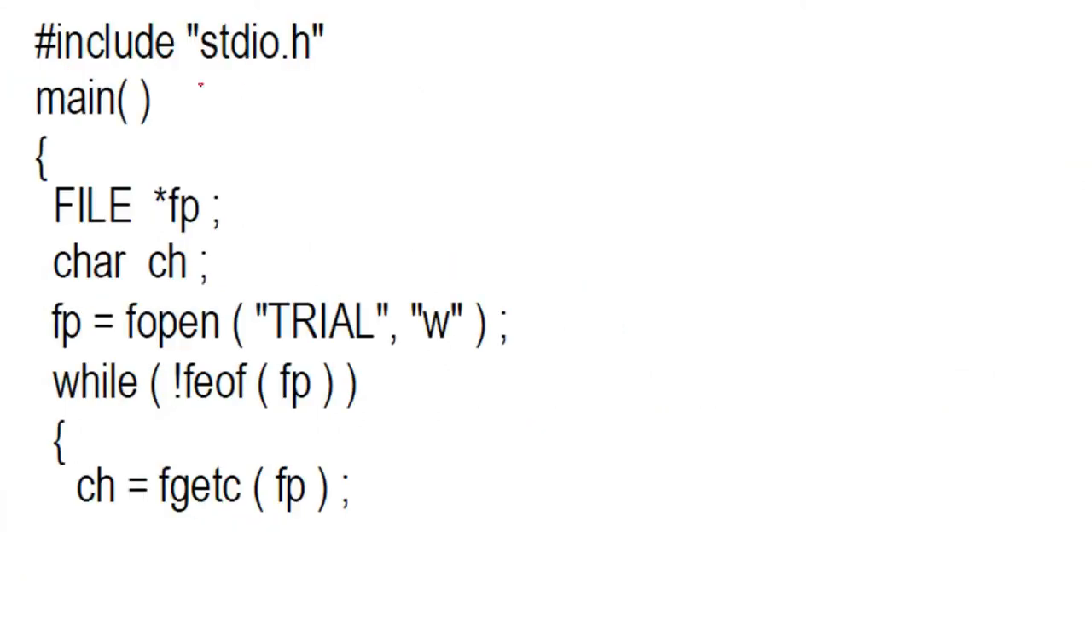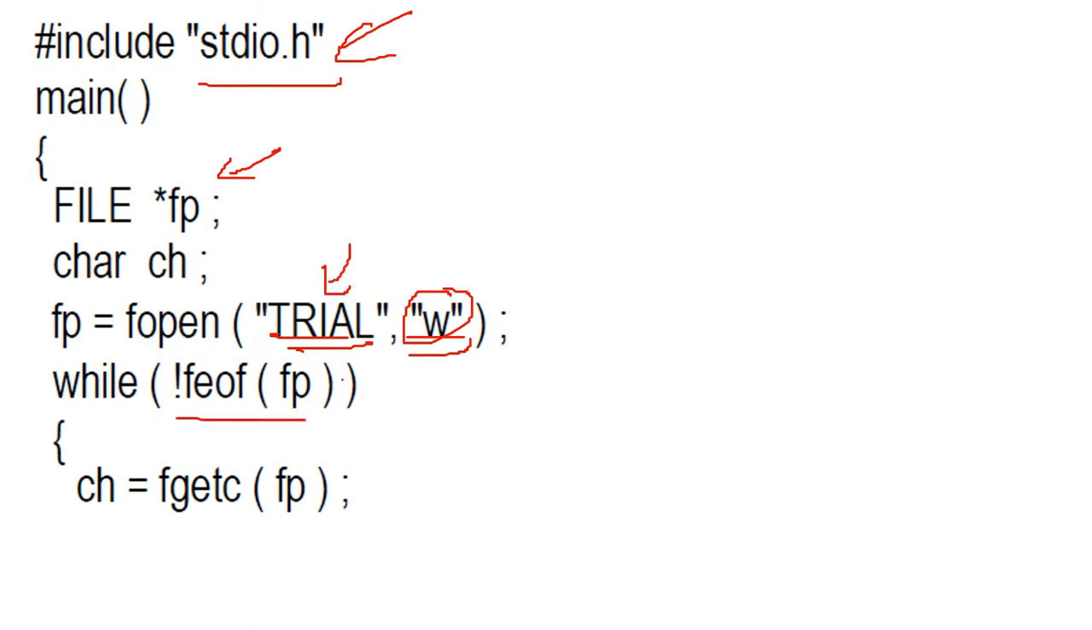See, this is stdio.h. We need to include it. We have a file pointer, we have a character. Then this is the fopen, the file name, and we are trying to open it in the write mode. So this will be opened because there will be nothing. If it is in write mode and it does not exist, it is created; even if it exists, it will overwrite the content, so there will be no content at first.